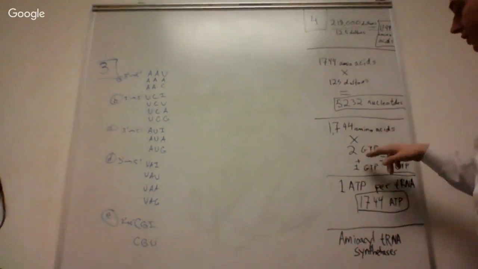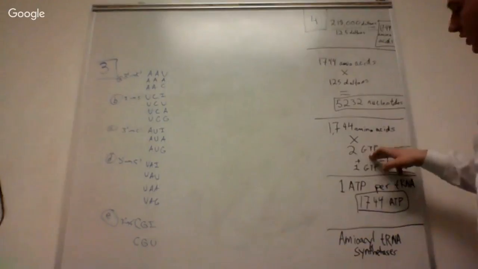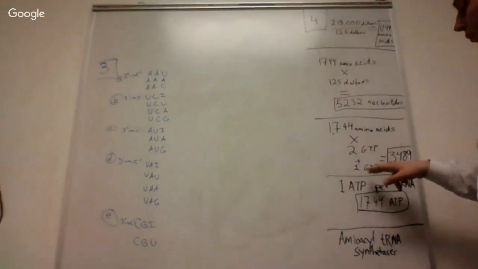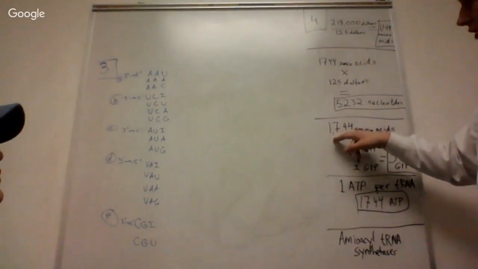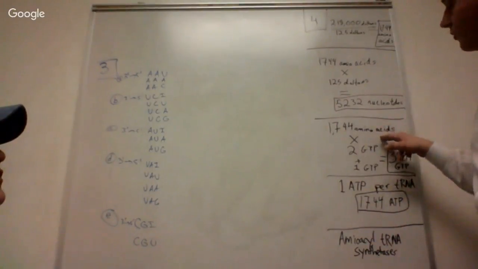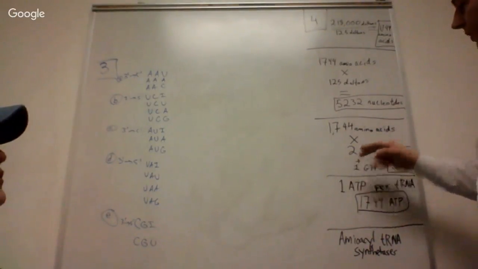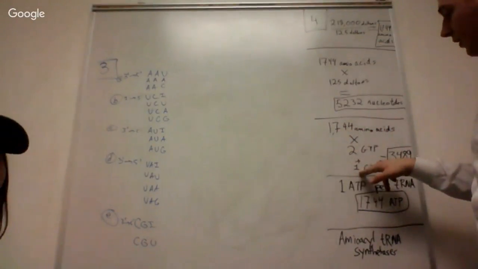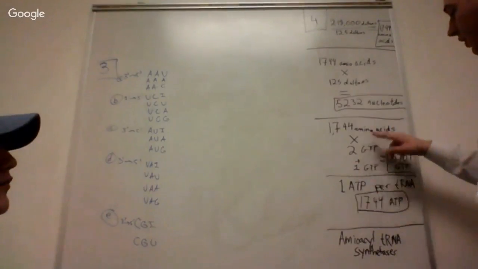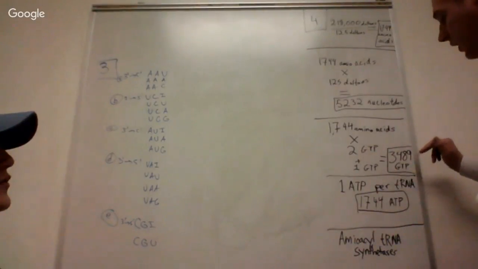So it takes 2 GTP in the elongation stage and 1 GTP at termination. And so to create a chain with this many amino acids, we will need to have 2 GTP for each amino acid stuck on there, and then 1 at the very end for termination. So in total, that'll be 3,489.